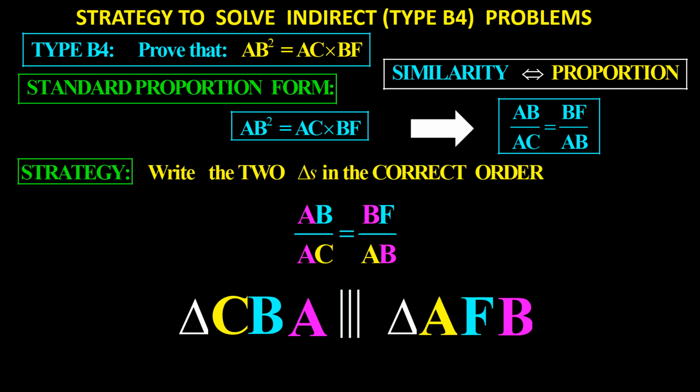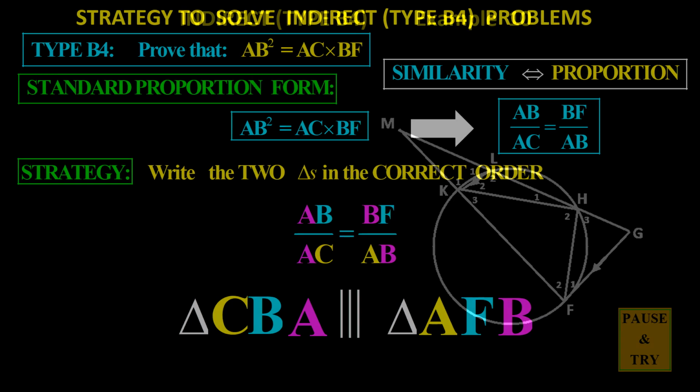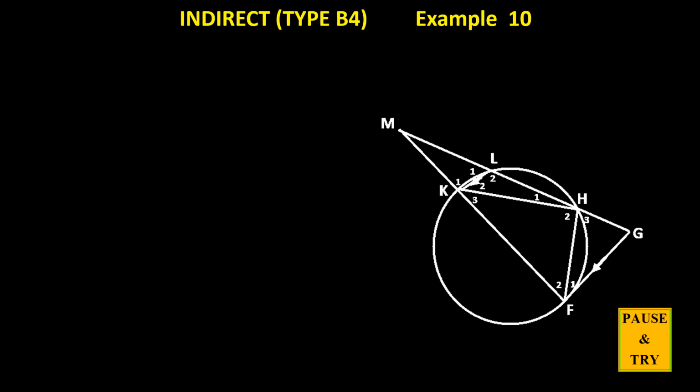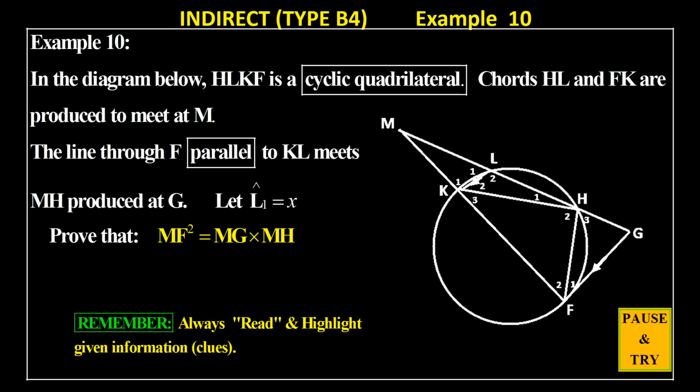And now we're going to look at an example where we can apply this strategy. Now let's consider an example where we can apply a type B4 example. There we have a diagram. HLKF is a cyclic quadrilateral, so we see the cyclic quadrilateral there. We have to know that we have to use the cyclic quadrilateral theorem. Chords HL and FK are produced to meet at M, and there we have KL parallel to FG. So the important thing is here we've got the parallel lines and we've got the cyclic quad, right? So that is what we're going to do.